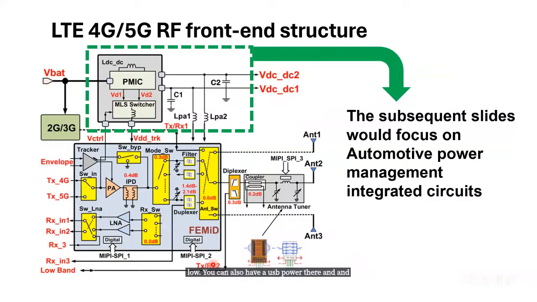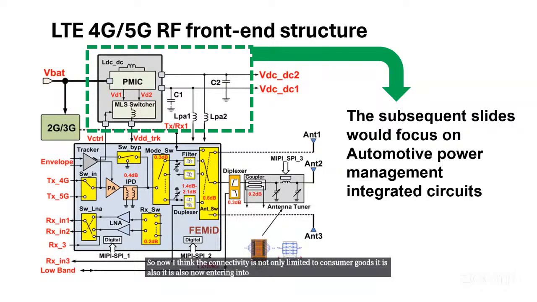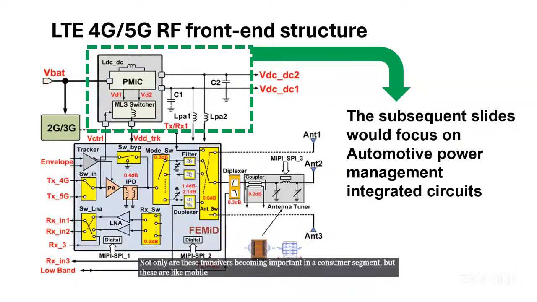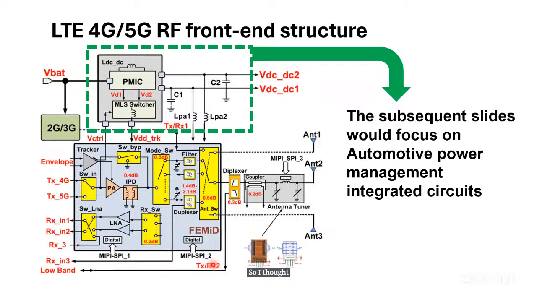so now I think the connectivity is not only limited to consumer goods; it is also now entering into automotive. Every car now has mobile connectivity, where you have Bluetooth, you have wireless LAN. People keep advertising internet inside cars and so on. So all of these would mean these transceivers are not only becoming important in the consumer segment, like mobile phones that we all know, but also in the automotive segment. So I thought, since this is a cool combination to really understand power management circuits, but also in the context of automotive, this is where my subsequent slides will be focused.